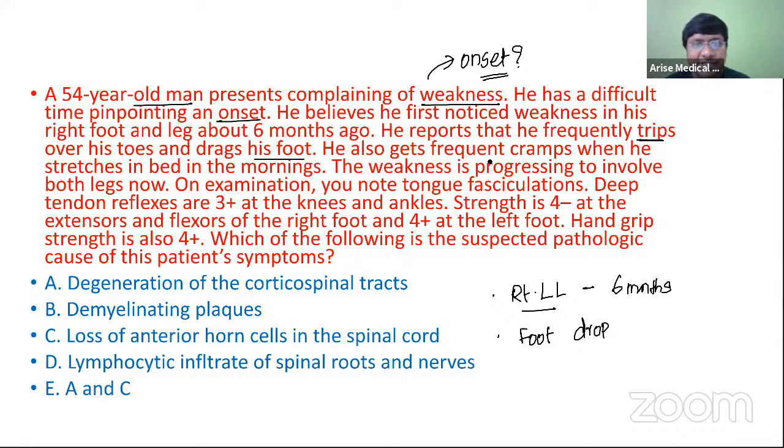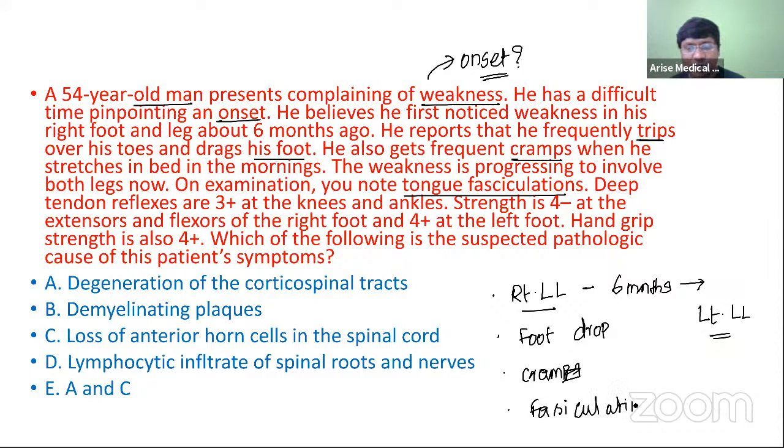Next, he also gets frequent cramps when he stretches in bed in the morning. The other important complaint is cramps. Now, the weakness has progressed to involve both legs. So from the right lower limb, even the left lower limb is also affected. And on examination, you note fasciculations on the tongue. So now what is it that you are noticing? You are noticing the presence of fasciculations over the tongue on examination.